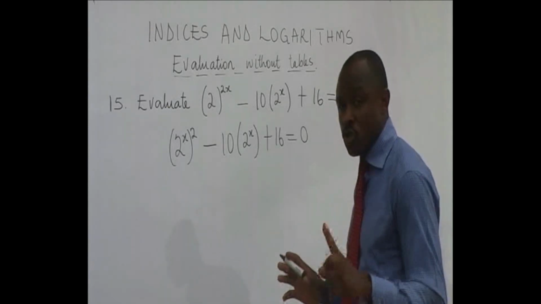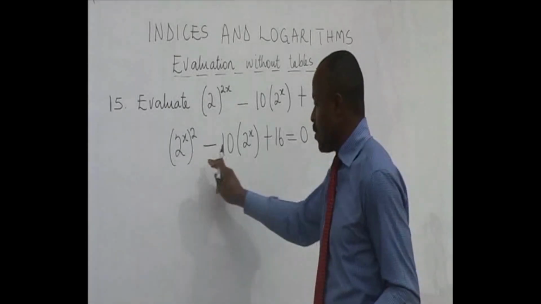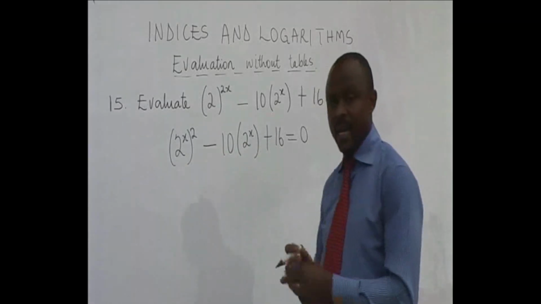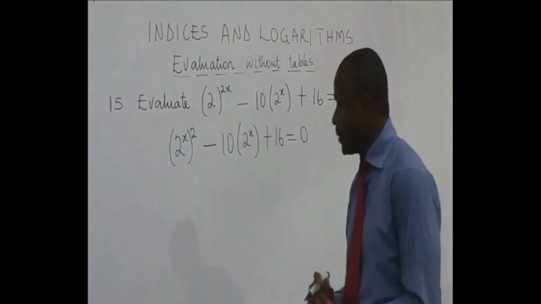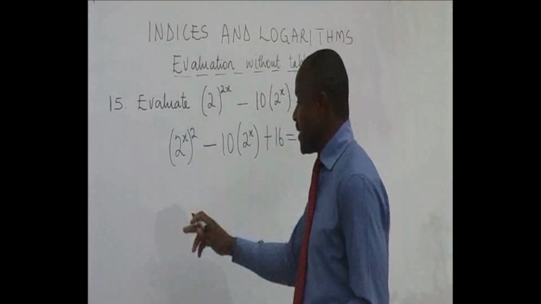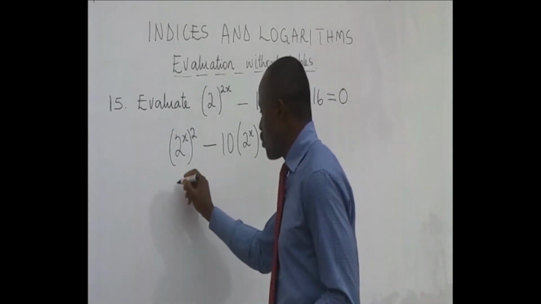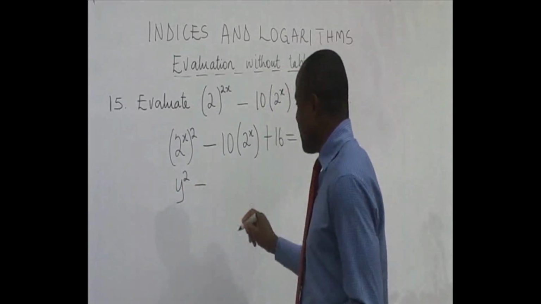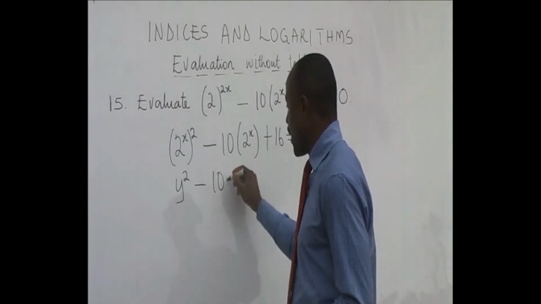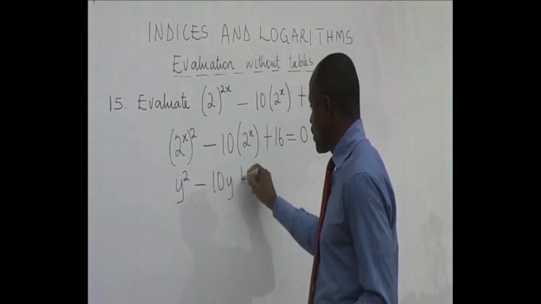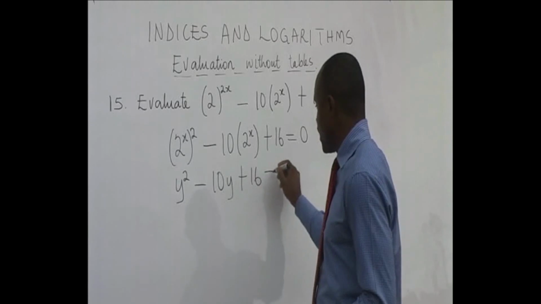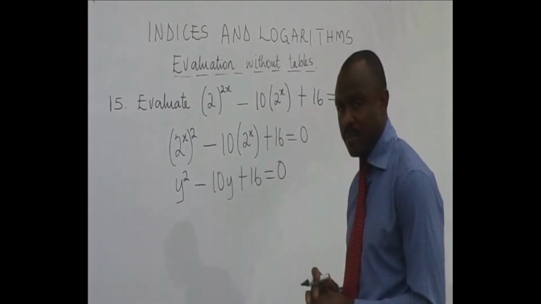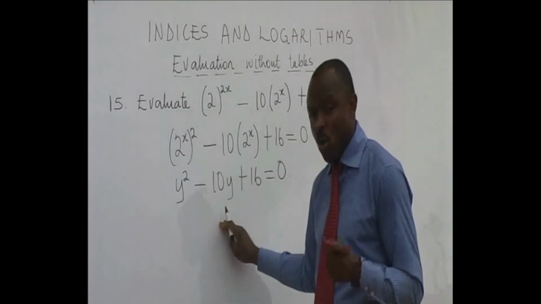Choose any letter to substitute the values which are the same thing that you have inside the brackets. In this case, let's use y. Use y to substitute the things you have inside the bracket. You are going to have the expression to be y squared minus 10y plus 16 is equal to 0. This is now a quadratic expression. So factorize this quadratic equation.